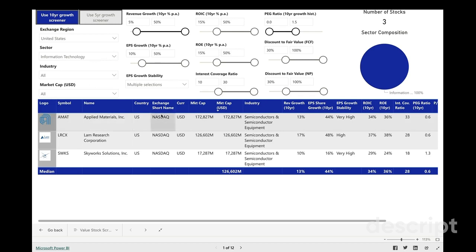By default, the results are sorted by market capitalization in US dollars, but you can easily sort by any other metric. For example, let's click on the Return on Invested Capital column header to sort the stocks based on their return on invested capital over the past 10 years.